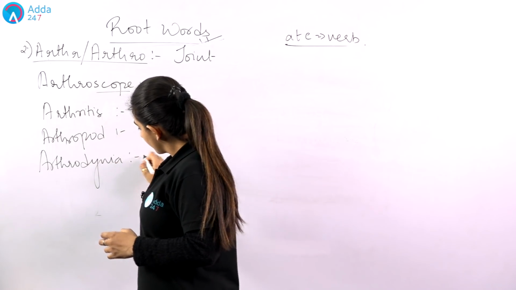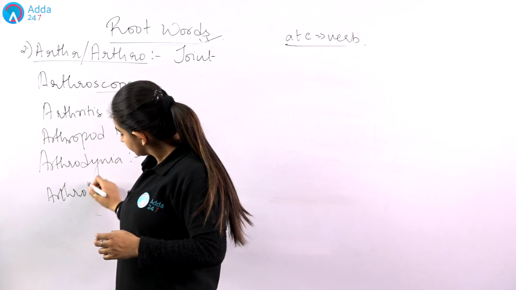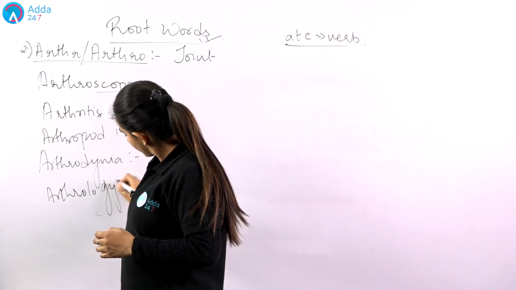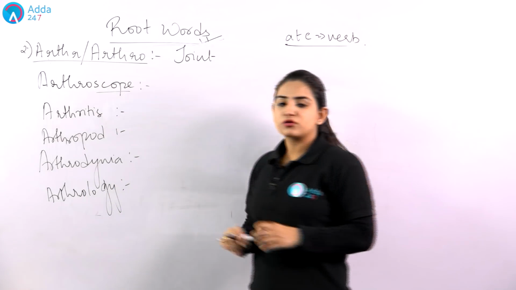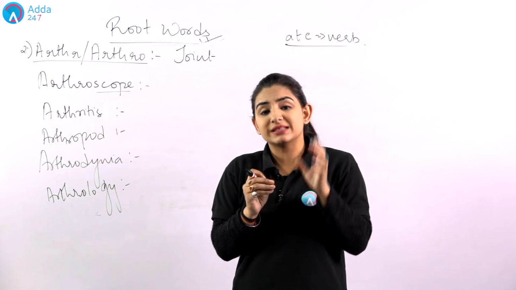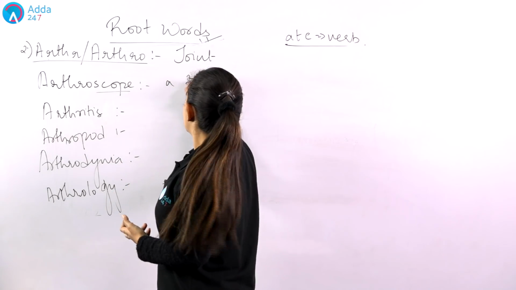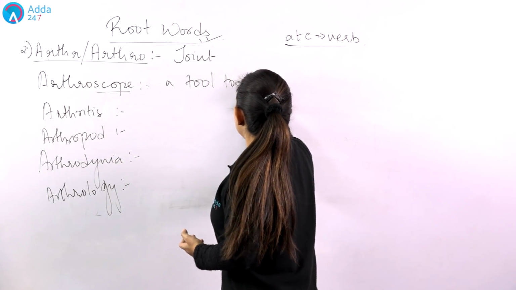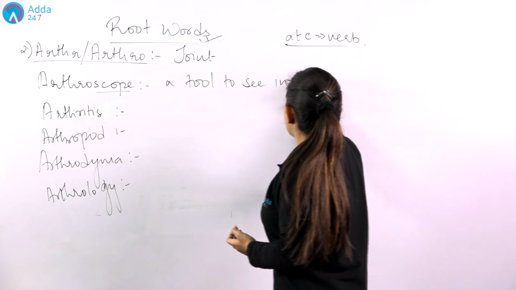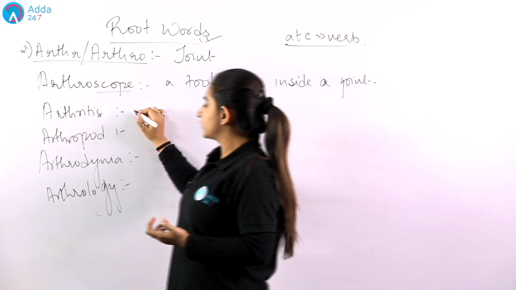Similarly, we have arthrodynia. We have arthrology, right? If we talk about arthroscope, what does this mean? It means that it's a tool through which you can see inside a joint. It's a scientific tool, a tool to see inside a joint. Then you have arthritis.